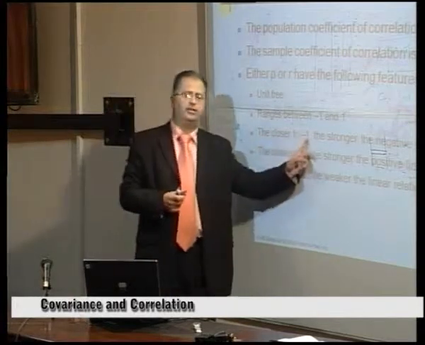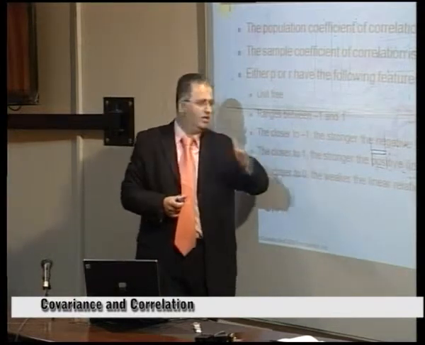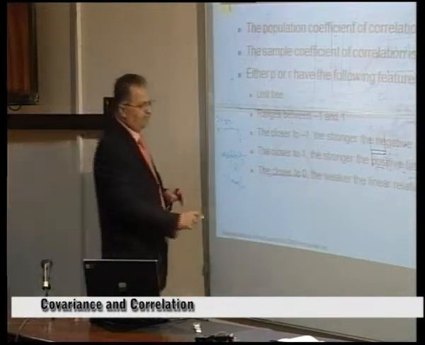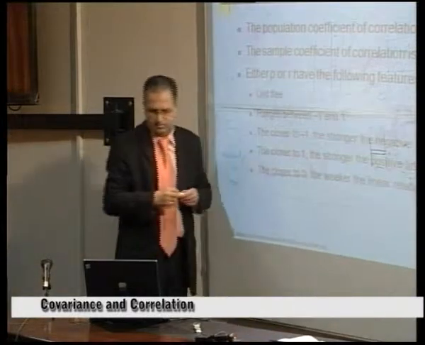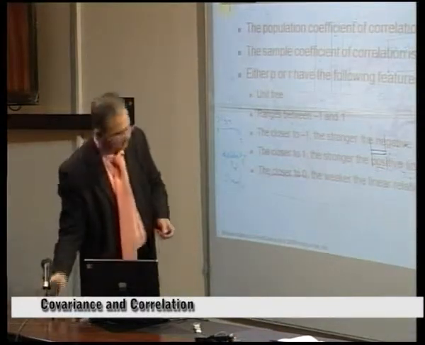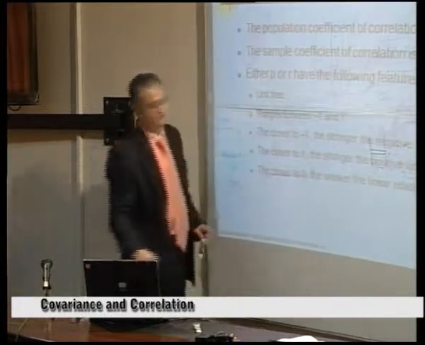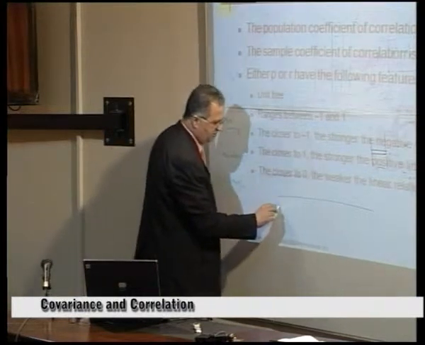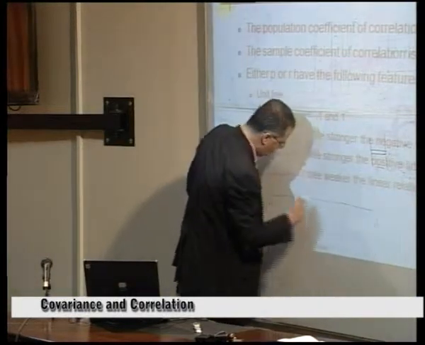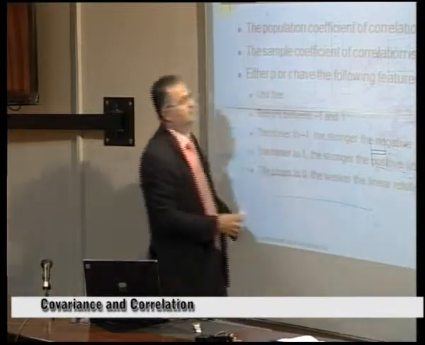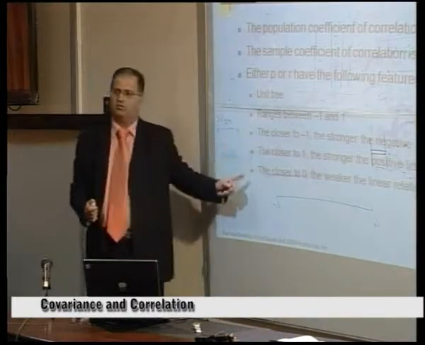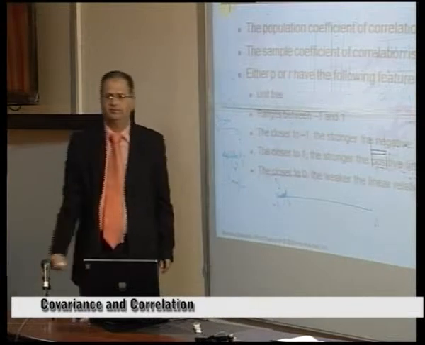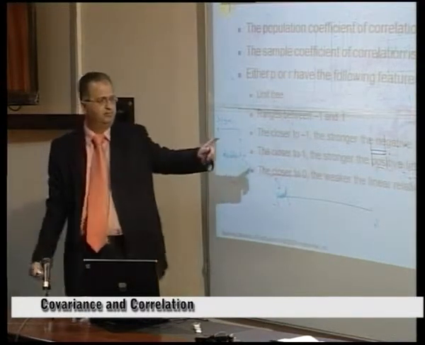The closer to -1, if R is close to -1, the stronger the negative relationship between X and Y. For example, imagine we have this straight line. And as we mentioned, R ranges between -1 and +1. So if R is close to -1, this is a strong relationship, a strong negative relationship.